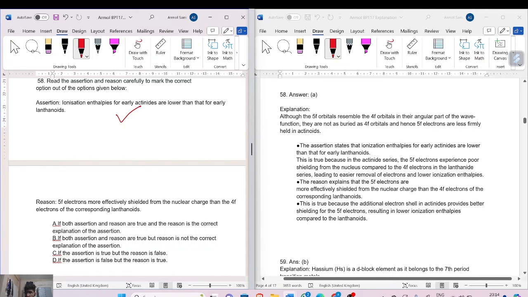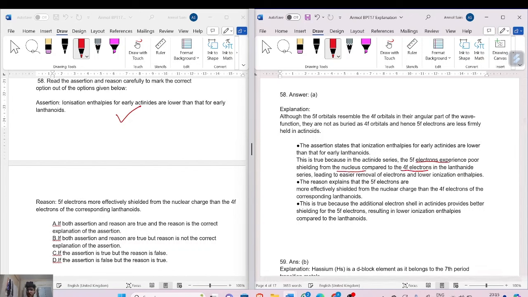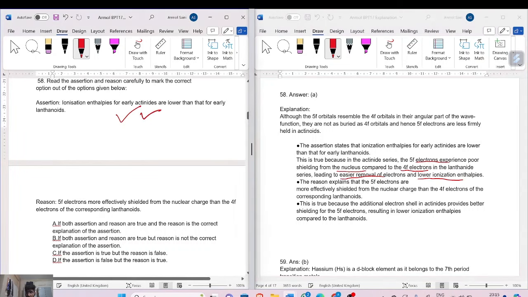This is true because in the actinoid series, the 5f electrons experience poor shielding from the nucleus compared to the 4f electrons in the lanthanoid series. So it leads to easier removal of electrons and a lower ionization enthalpy. That's why the assertion is correct. And the reason explains that the 5f electrons are more effectively shielded from the nuclear charge than the 4f electrons. Yes, it correctly explains the assertion. So the assertion is correct, the reason is correct, and the reason is the correct explanation of the assertion.